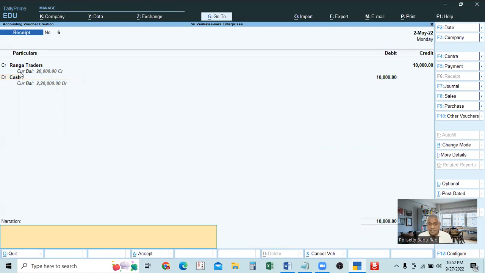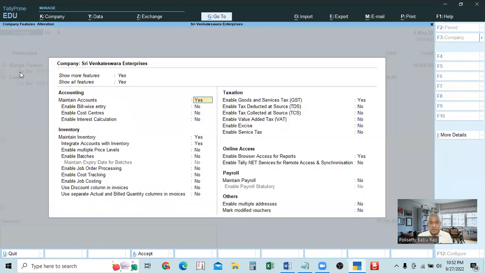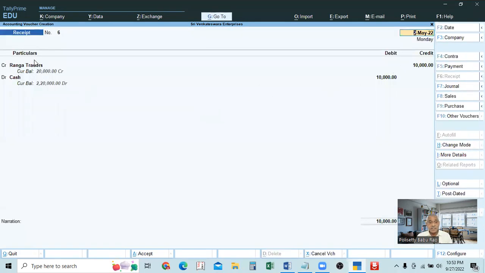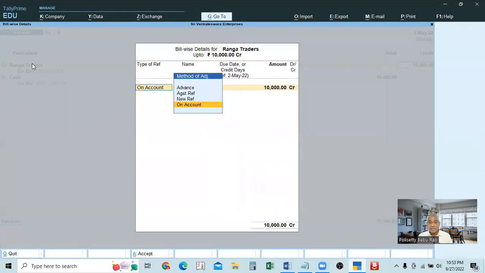In that case, there is one option called bill-wise entry. Bill-wise entry we will learn afterwards. After this, we will learn bill-wise entry. That option is available in F11. See here, the first one is maintain accounts, and then enable bill-wise entry. If I enable bill-wise entry, what will happen? See here, Ranga traders. See, all the options are coming.